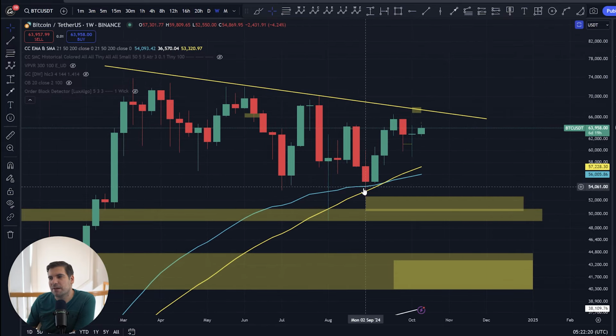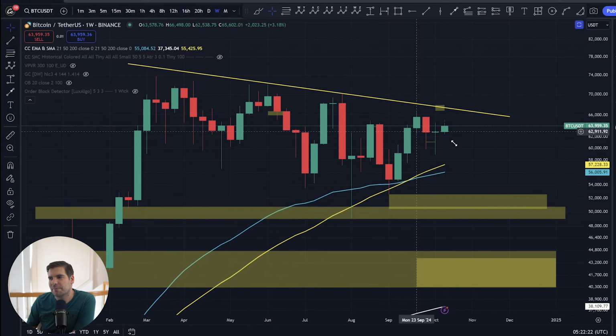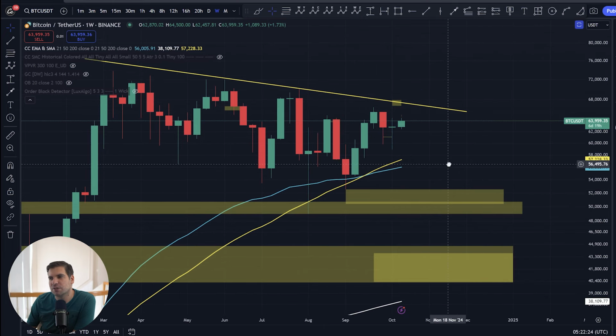Although support is being found on the 50 EMA, 50 SMA, I expect that we are likely to see another major pull to the downside, where I am going to be looking for hopefully finding support in and around the 50 EMA, which currently sits at around $56,000. So I am looking for us to move back. I don't think we're going to be in the breakout just yet. We're a bit too soon.